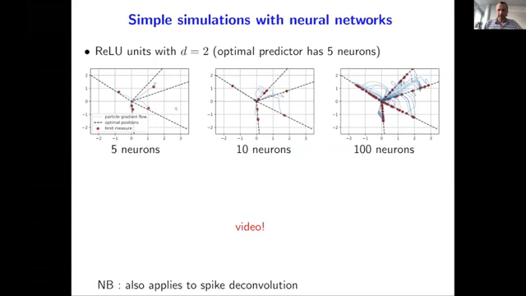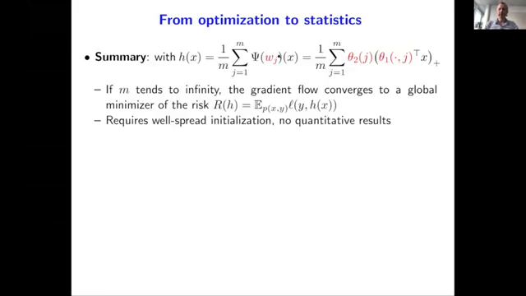And then a summary. So now I have a result showing that I can optimize correctly. The question is, where does it tend to? This is a summary of what we have seen so far. If you have a model of that form, an average of models, then if the number of neurons goes to infinity, the gradient flow converges to the global minimizer of the risk. This requires a well-spread initialization, and at the moment, there are no quantitative results.